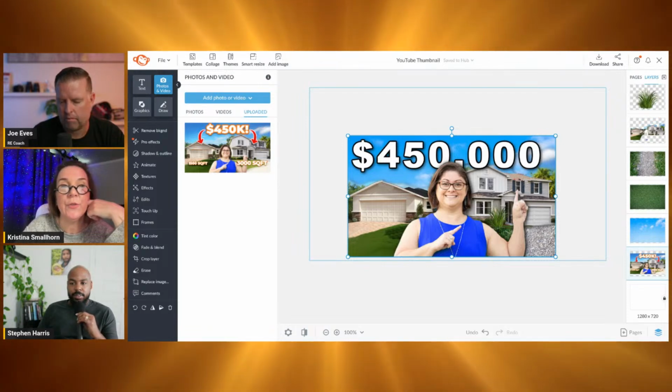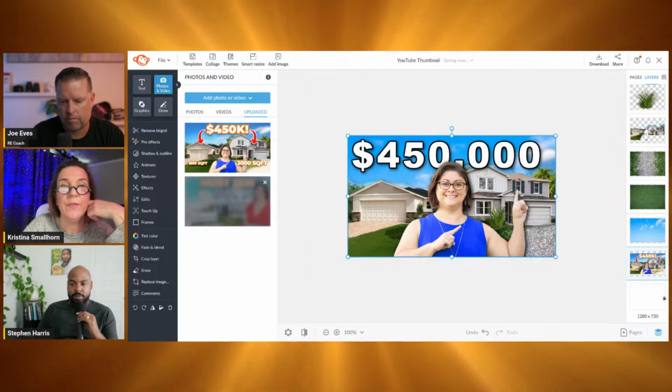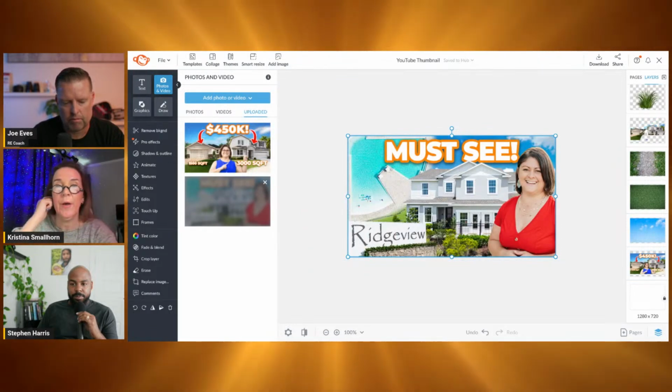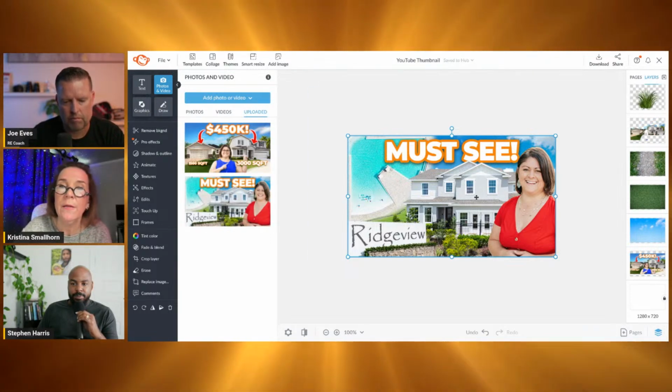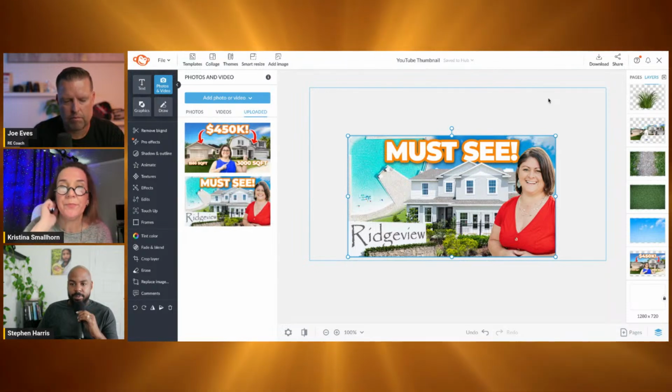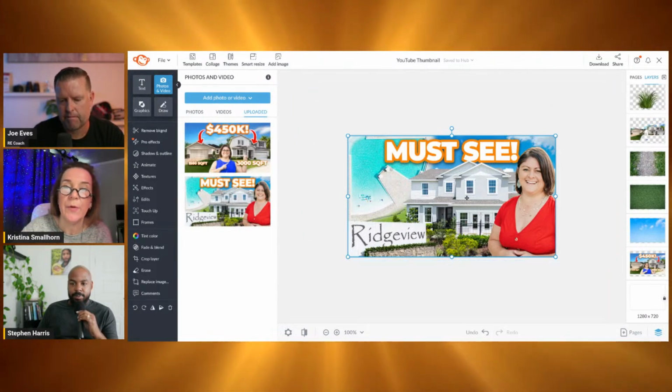I wasn't able to edit it, but it will give you an idea, and we can talk about it a little bit. So it's got her off to the side. I'm assuming that it's a walkthrough of this particular floor plan. And then the words "must see." So I'm assuming this is the neighborhood.